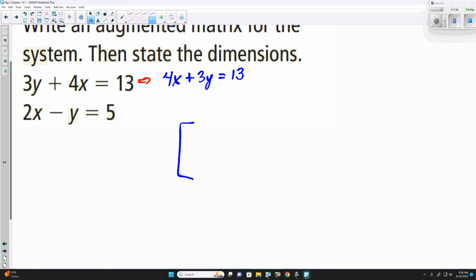What would be the numbers going across the first row? Second one: -1, 5. We've got to take the signs with it. So if it has a minus in front of it, it's negative. We take the negative. And the dimensions are 2 by 3. Questions on this here? So you ready for the next one?